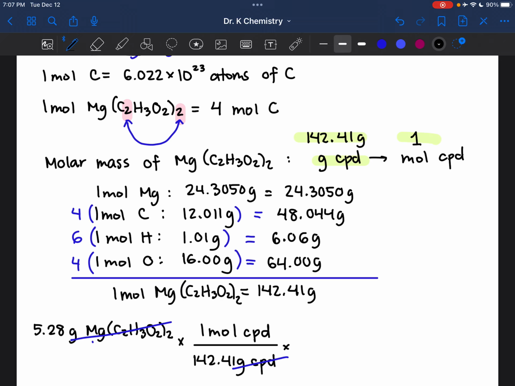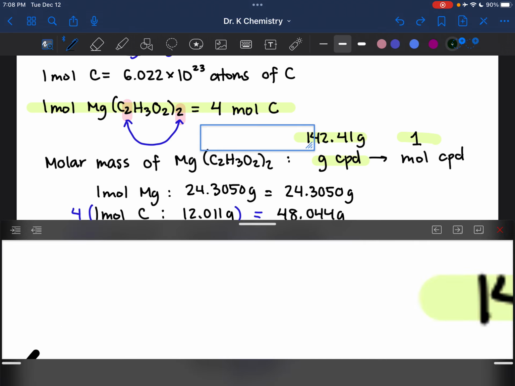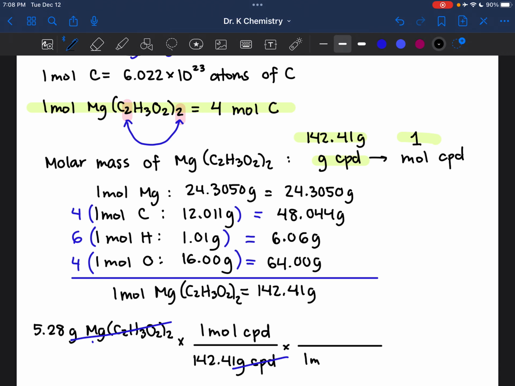The next thing we have to do is go from moles of compound to moles of carbon. And we already established that from the formula subscripts. So that's telling us that in 1 mole of compound, we have 4 moles of carbon. And whatever unit is up top here, that's the same unit that we have to put on the bottom, which means that we're going to put 1 mole of compound in the denominator and 4 moles of carbon in the numerator. And now our moles of compound cancel out, and we're looking at moles of carbon.